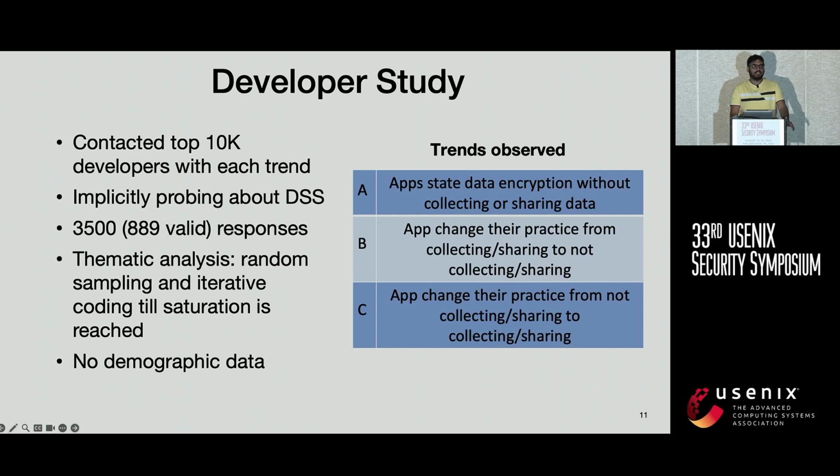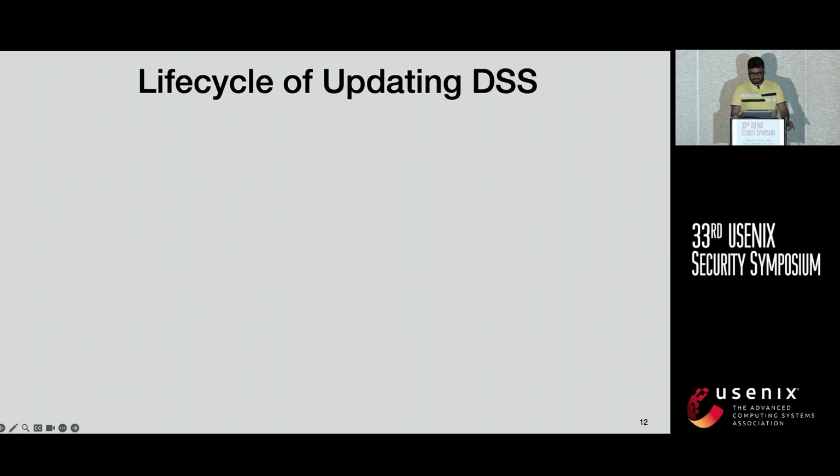Now, we received 889 valid responses, using which we conducted a thematic analysis. This analysis included random sampling and iterative coding by multiple authors until we reached saturation and generated a codebook. We note that we do not collect any demographic data to avoid potential friction in developers' response.